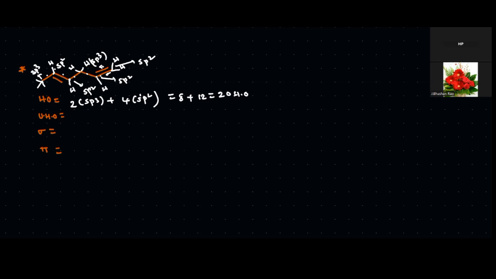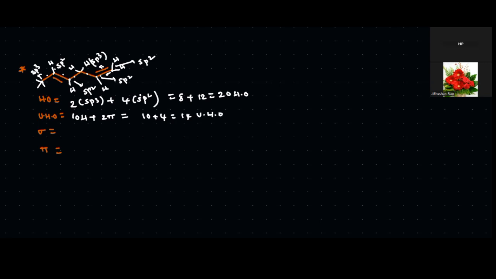Count the number of hydrogen atoms here: 3, 4, 5, 6, 7, 8, 9, 10. So 10 hydrogen atoms. Next, how many pi bonds are present? 2 pi bonds. Each pi bond equals 2 unhybrid orbitals, so 2 into 2 is 4. 10 plus 4 is equal to 14 unhybrid orbitals.